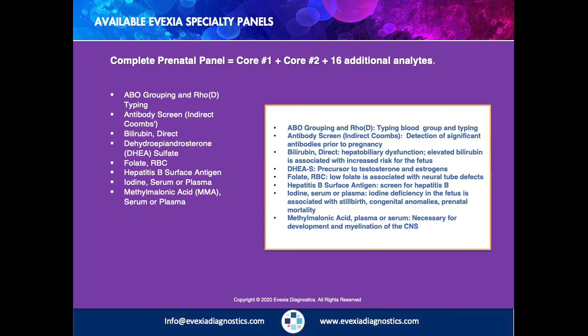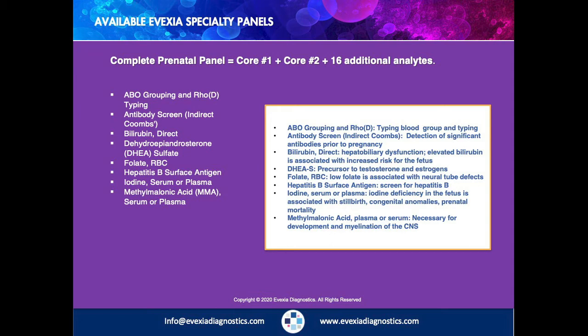Next is indirect bilirubin, which I talked about before, but as it relates to pregnancy, disorders that cause elevated maternal bilirubin have been associated with increased risk for the fetus. Next is DHEA, which, as I said earlier, you need to be aware is a precursor to estrogen and testosterone, so therefore the concentration of DHEA will affect the concentration of these and other hormones.